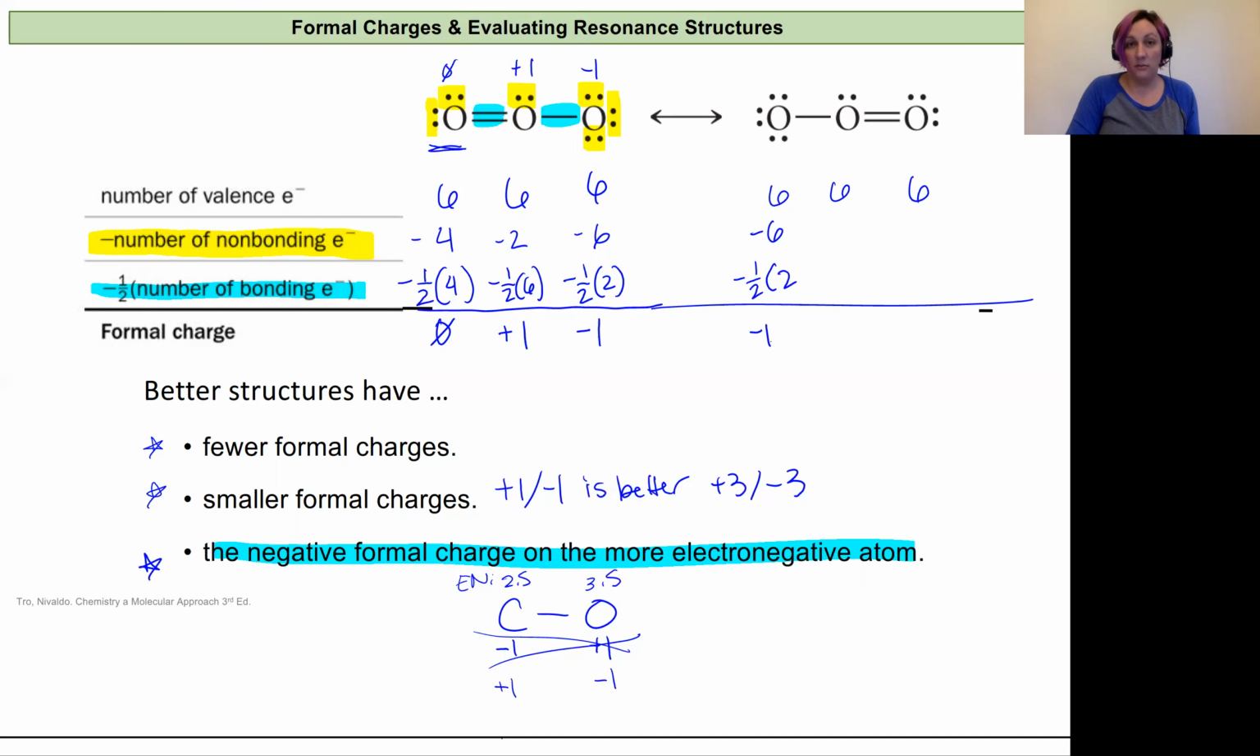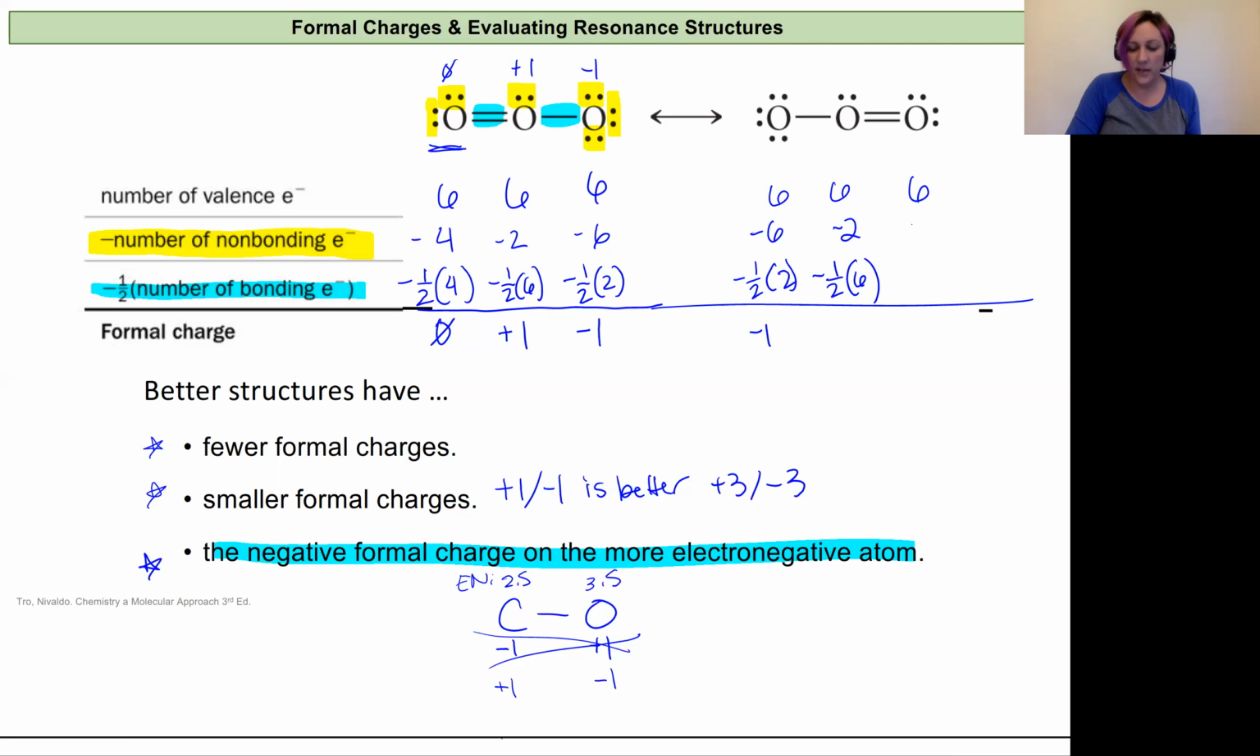For my central one, I have 6 valence electrons. I have 2 that are non-bonding that I'm subtracting. And then I'll subtract 1/2 of the 6 electrons that are participating in a bond. Another way that I learned this that I kind of prefer is I just subtract the number of bonds, right? 1/2 of the bonding number of electrons is the number of bonds. There's 3 bonds to that central oxygen. 1/2 of 6 bonding electrons equals 3.